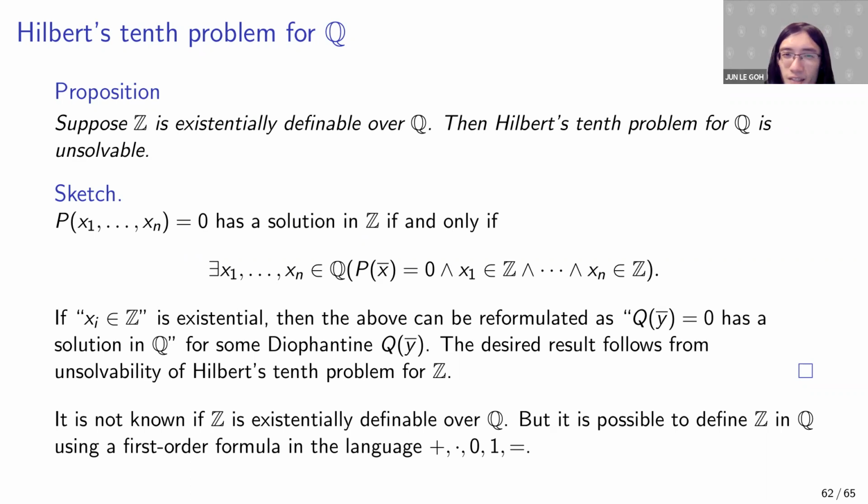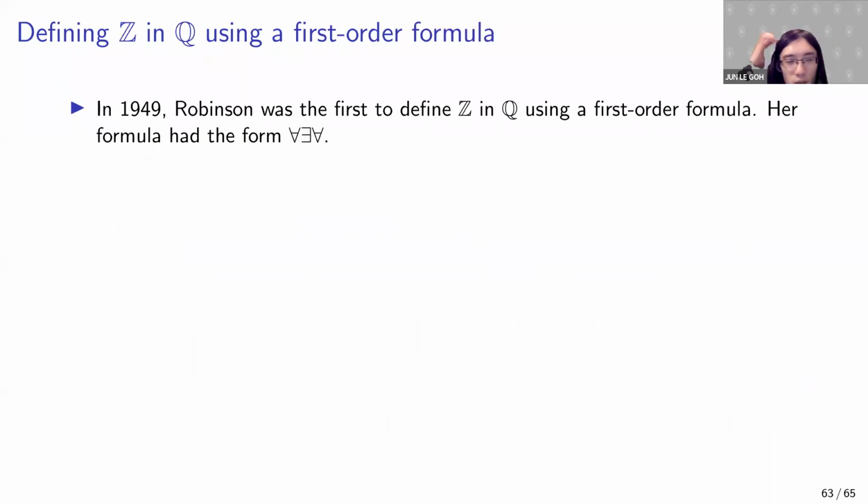The math involved is too complicated for us, but at least I want to tell you about the history of this work. The first person to do this was Robinson, the same Robinson from earlier, Julia Robinson. She defined the integers in the rational numbers using a first order formula of this form: a block of universal quantifiers, followed by a block of existential quantifiers, and then a block of universal quantifiers. This is very much not an existential formula. In fact, there are two blocks of universal quantifiers here.